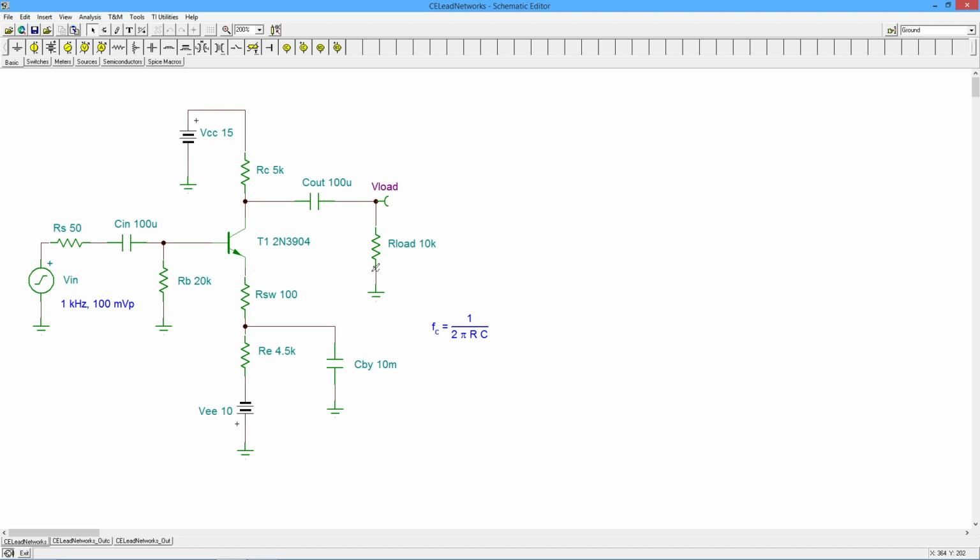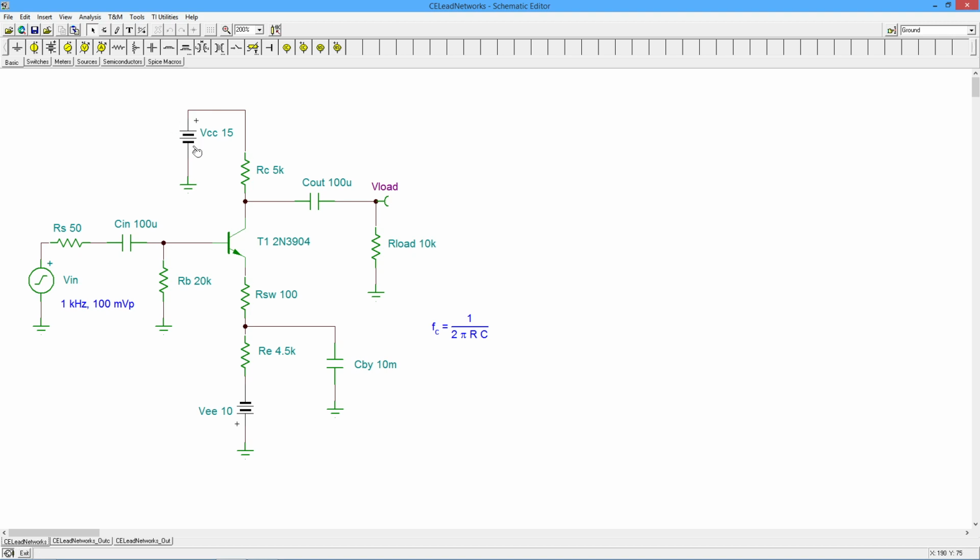Okay, so let's start with the output network. I think this is the easiest one to see. And what we're going to do is simplify this, make an AC model of this little output network here. So we've got the transistor, and we model that as a current source, of course. There is an internal resistance associated with that current source, but for typical values of biasing resistors and so forth, it's high enough to ignore.